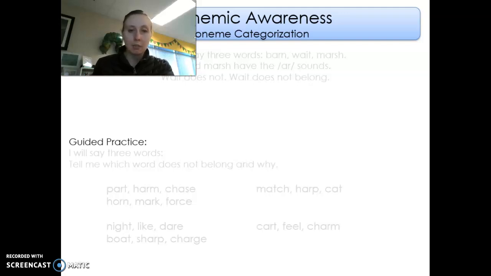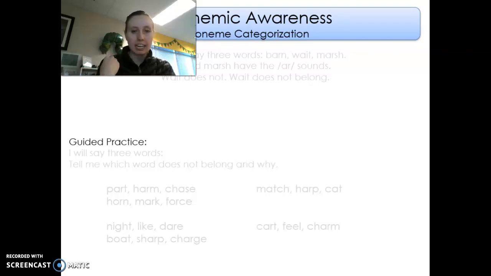Listen as I say 3 words, and listen for the one that does not belong. Part, harm, chase. Chase does not belong. Match, harp, cat. That's tricky. So match, harp, cat. So harp does not belong. Horn, mark, force. So horn and force have or, so it'd be mark.